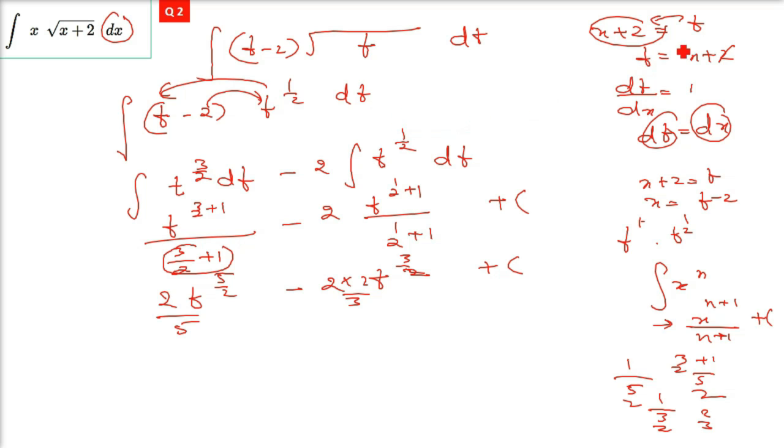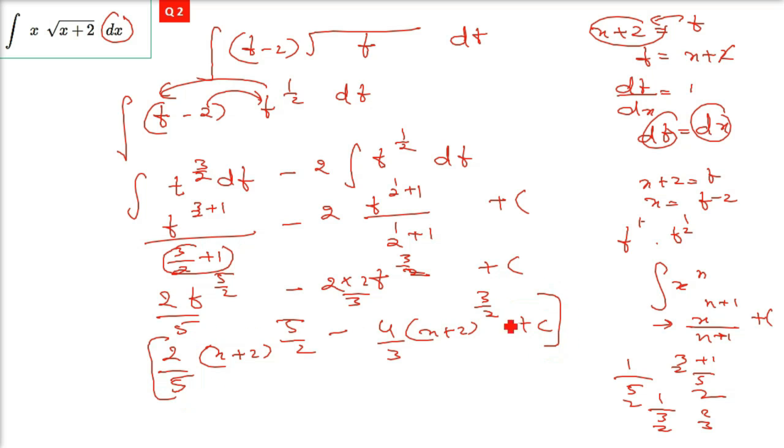Now this x was t minus 2, t was x plus 2, so t has to be replaced by x plus 2. So this becomes (x plus 2) to the power 5 by 2, 2 by 5 is already there in front, minus 2 into 2, 4 by 3, t to the power 3 by 2, in place of t write x plus 2, (x plus 2) to the power 3 by 2, and constant of integration.